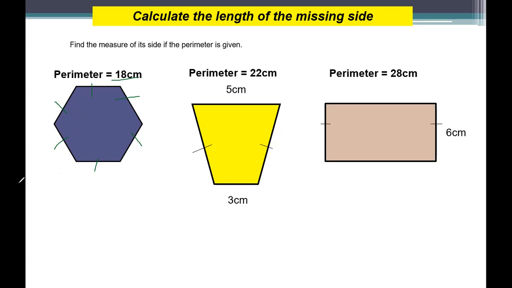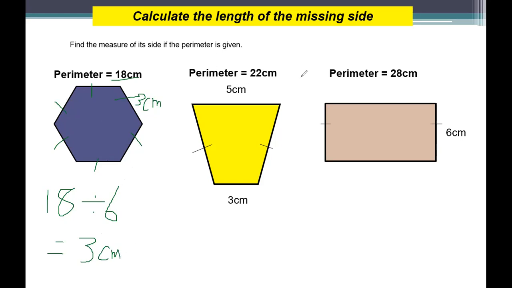To find the side or the length or the missing side, we will just divide. 18 divided by how many sides of the regular hexagon? We have 6. So 18 divided by 6 is 3. Therefore, each side of this hexagon is 3 centimeters. So 3 plus 3 plus 3 plus 3 plus 3 plus 3 is 18, or 3 times 6 is 18. So this is the missing side of this hexagon.